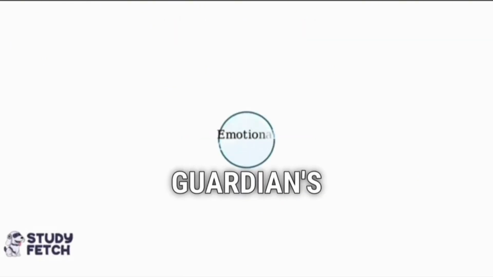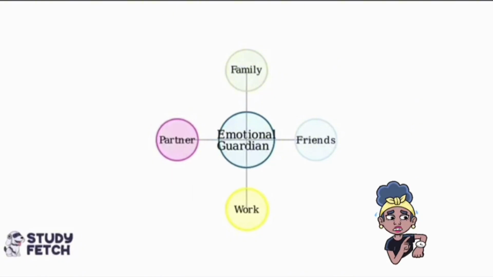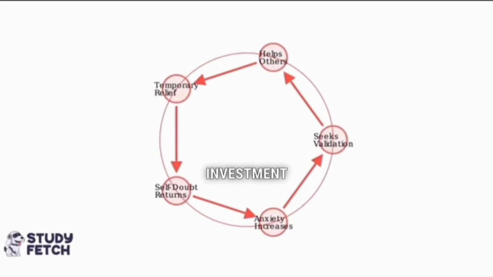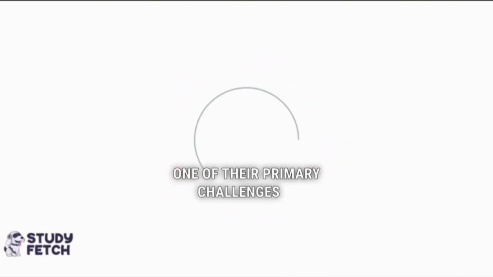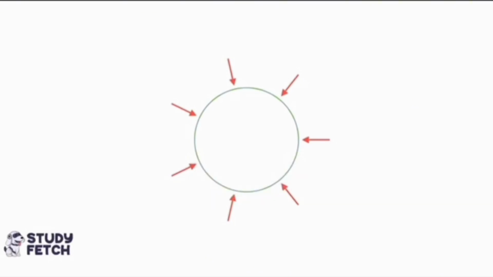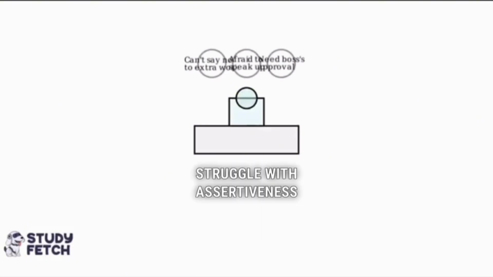The emotional guardian's anxious attachment style significantly impacts their relationships in various ways. Their relationships are characterized by intense emotional investment and a constant need for validation. One of their primary challenges is maintaining healthy boundaries, often allowing others to cross their personal limits. In professional settings, emotional guardians often struggle with assertiveness and setting work-life boundaries.